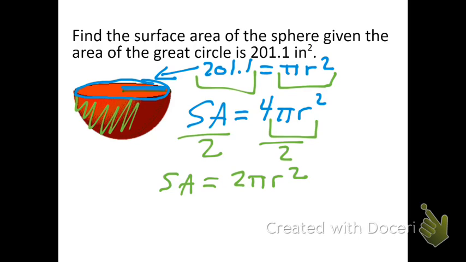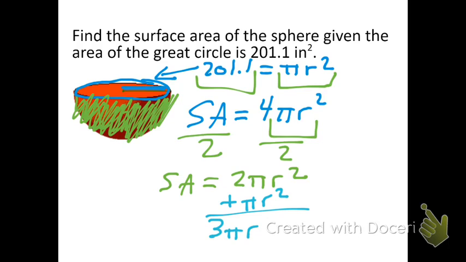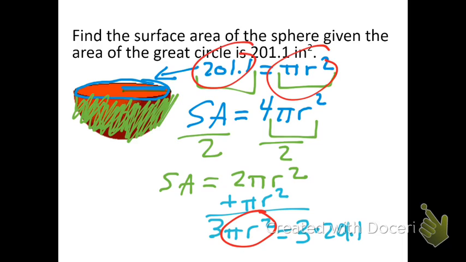But if we cut a sphere in half, the surface area would only be what I'm highlighting in green, and we wouldn't be accounting for that blue circle on top. So you would have to add another pi r squared to account for the great circle. And you get 3 pi r squared. Since we already know pi r squared is 201.1, we could plug in 201.1 right here for pi r squared, and we get that our surface area is 603.3 square inches because it is a surface area.